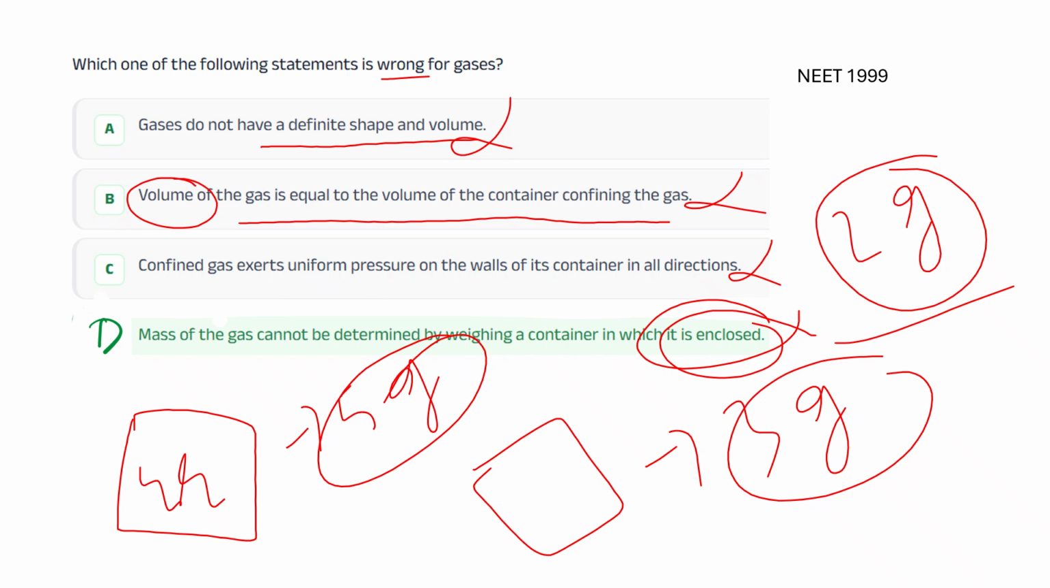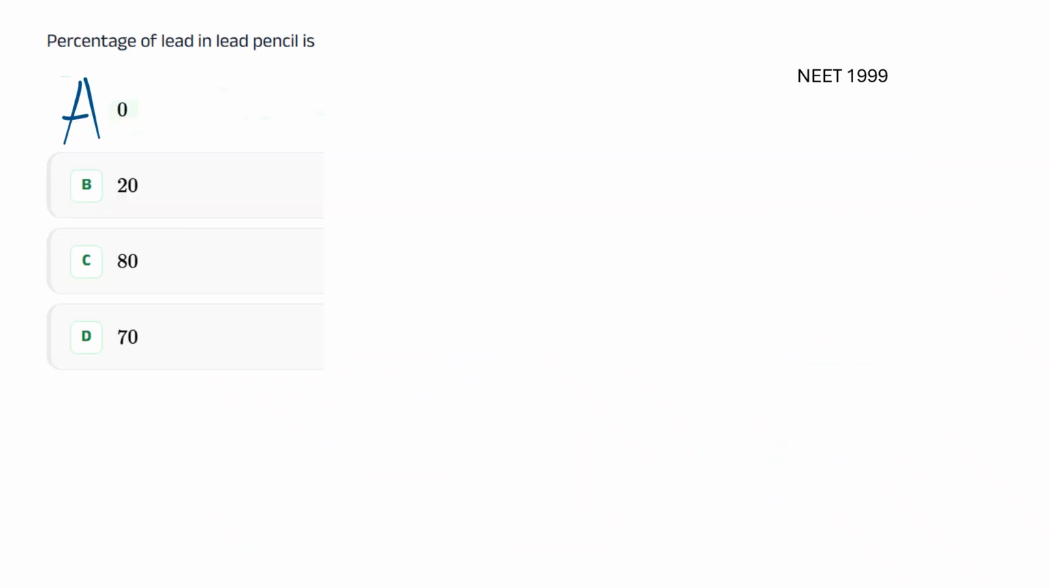This is our answer. It needs a simple mental calculation, simple mental ability or mental thinking, to solve these types of questions. Then this is the third question.